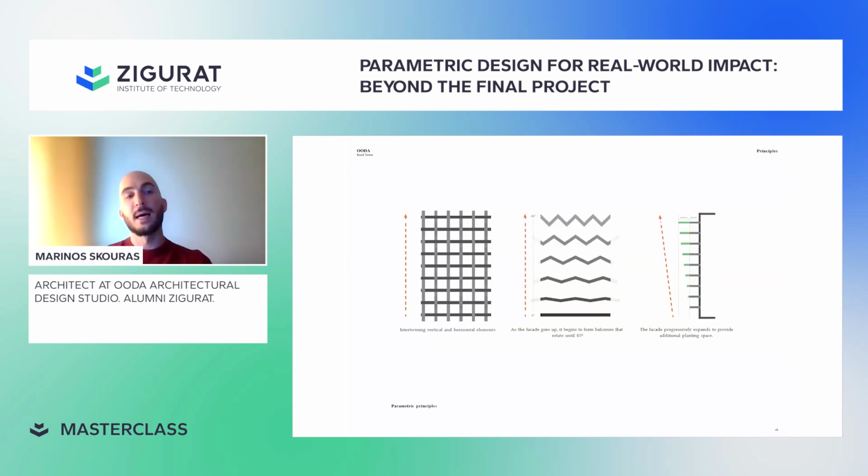And this is how we ended up setting three basic core ideas that guided the facade development. The first one was to intertwine vertical and horizontal elements. The second one was to get a gradual transformation from flat to zigzag geometry. And the third one is about the progressive expansion of the facade in order to create diverse flower bed sizes.